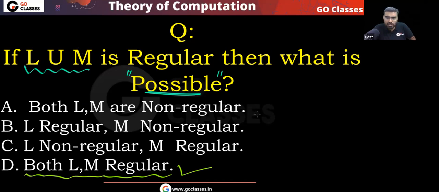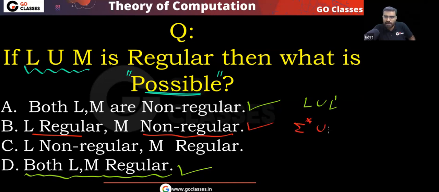Is it possible that both are non-regular? Yes, both can be non-regular also, for example L union L complement. Is it possible that one of them is regular and another is non-regular? This is also possible: sigma star union L, or L union sigma star. So all of them are possible.